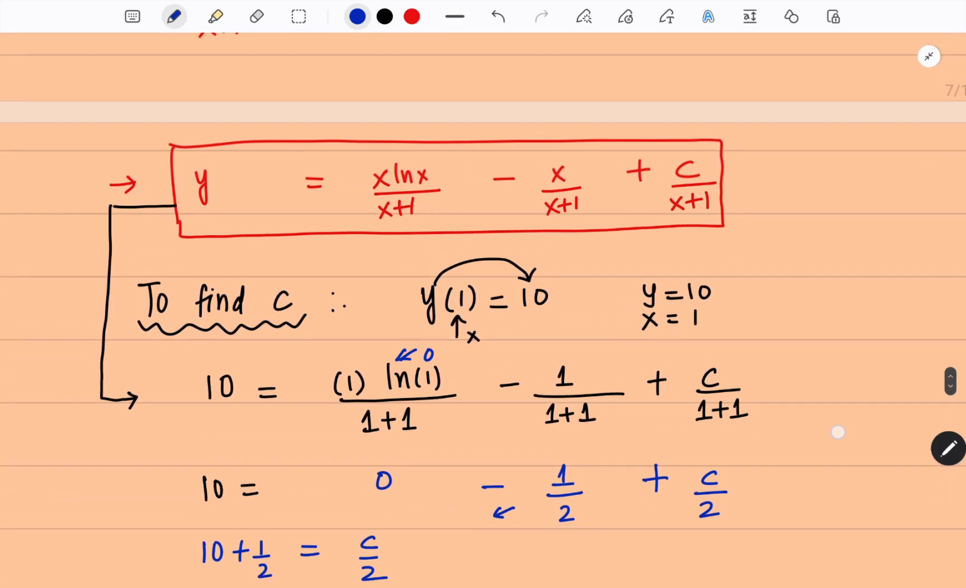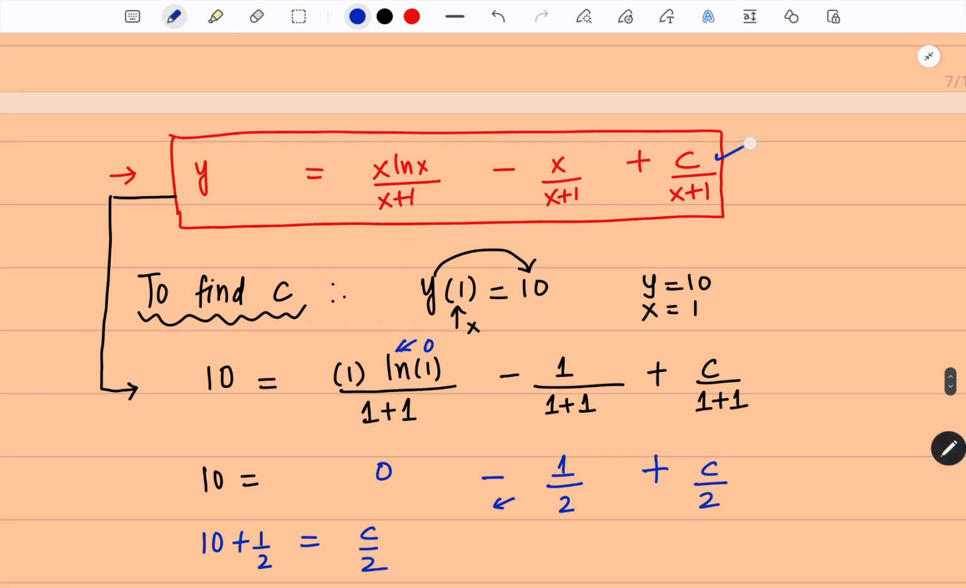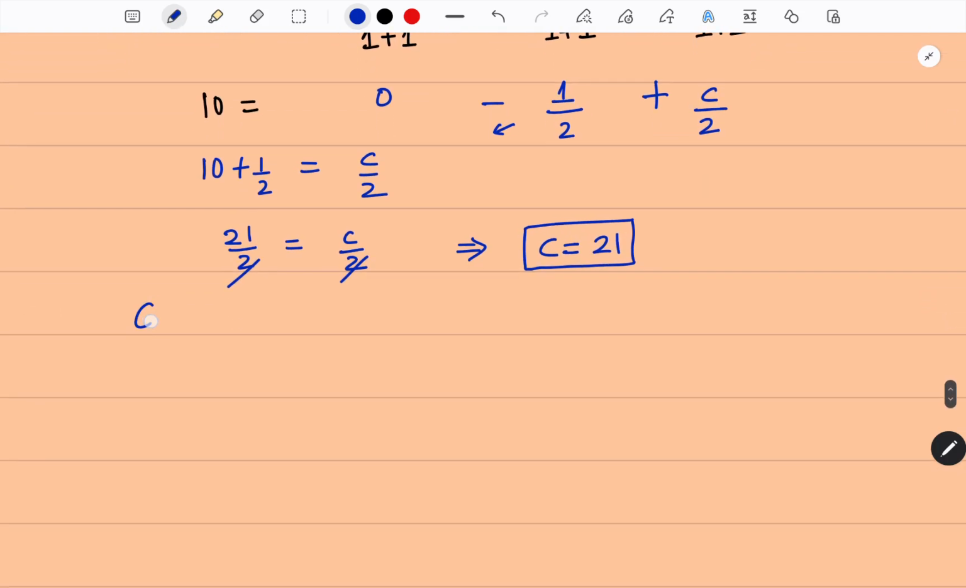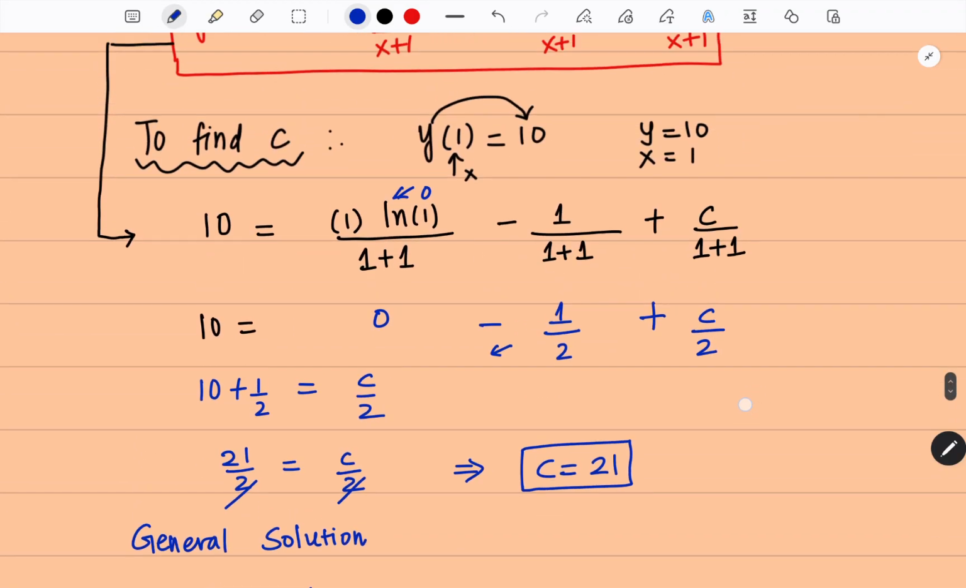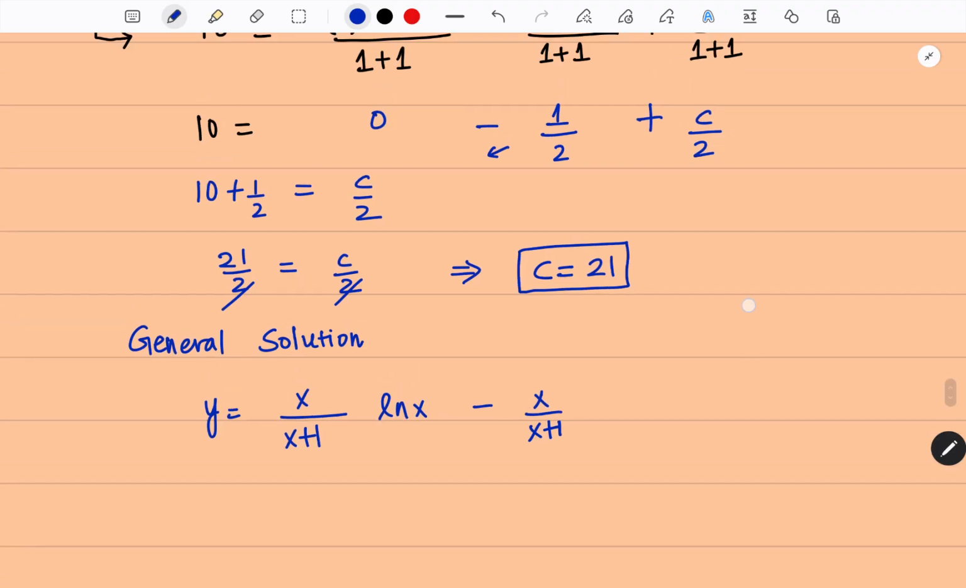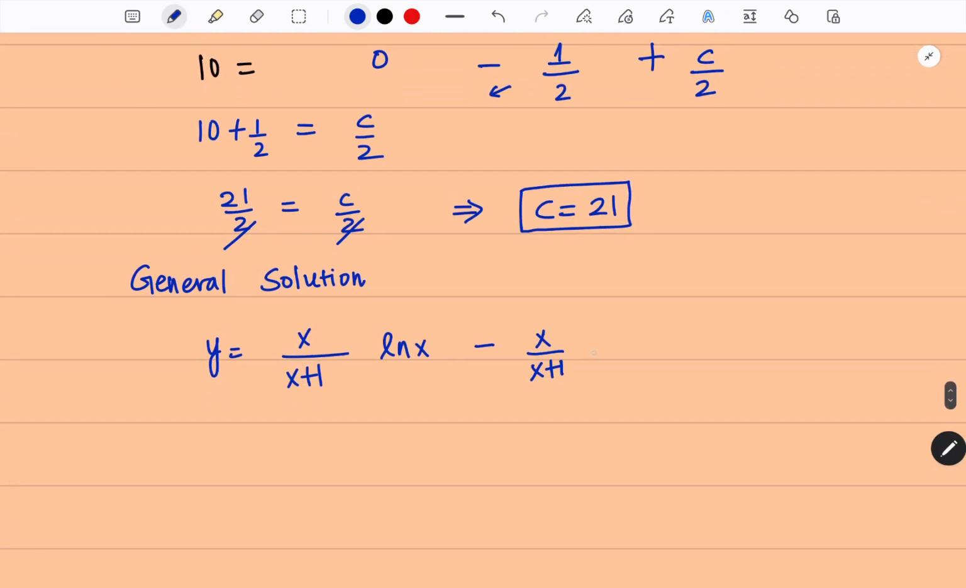Right, what we need to do, I have to go back to the equation. This is my equation. In this equation, I have to put the value of C, right? So my general solution is, I'm going to write the general solution: y equals x divided by x plus 1 ln x, minus x divided by x plus 1, okay, and then after that c divided by x plus 1.